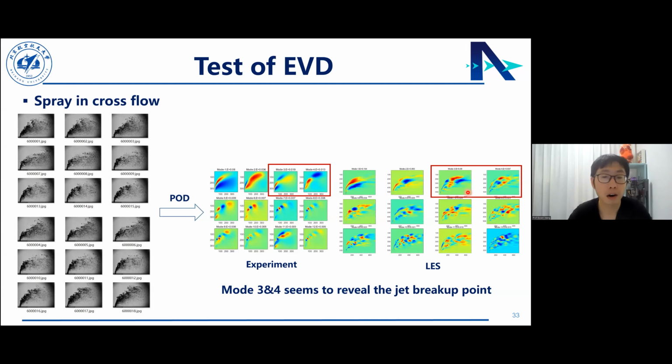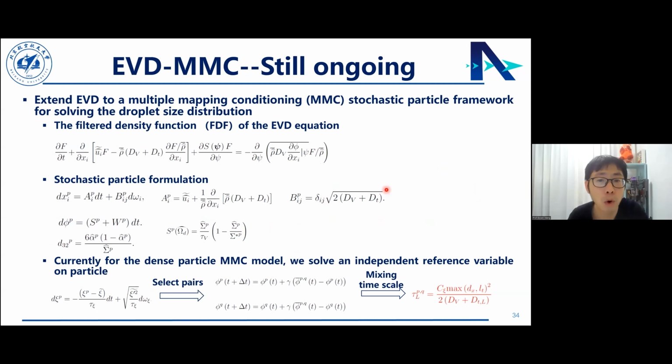Next, I will show some ongoing results. These results are not published yet, so only some simple information to provide direction to discuss with anyone who is interested. We extended the EVD method to a multiple mapping conditioning stochastic particle framework for solving the droplet size distribution. We use stochastic particles to solve the subgrid equation. We do the filtered density equation of the EVD equation.